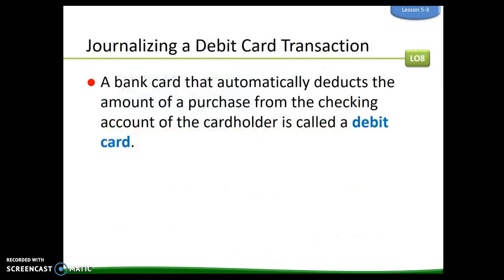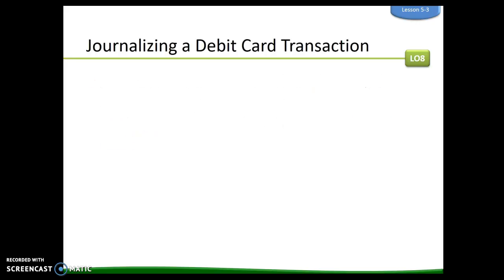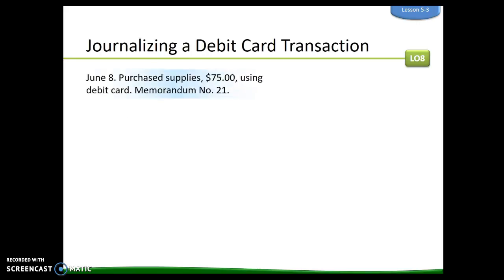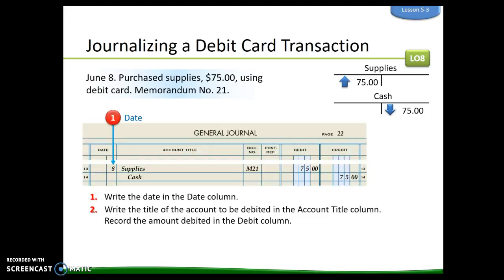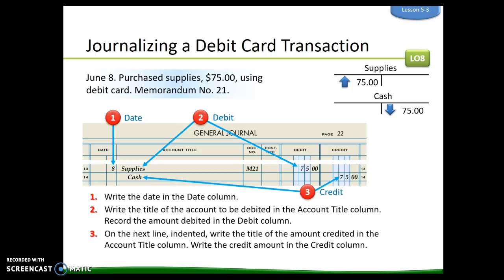Debit card transactions. Not many companies have them, but sometimes they do. A bank card that automatically deducts the amount of a purchase from a checking account of a cardholder is called a debit card. Same type of thing. Purchase supplies, $75 using a debit card, memorandum number 21. So supplies is going to go up, cash is going to go down. Notice that you don't write debit card for the document number. It's always a memorandum. So memorandum number 21. Same thing: date, supplies, cash is your credit, and document number is M21.